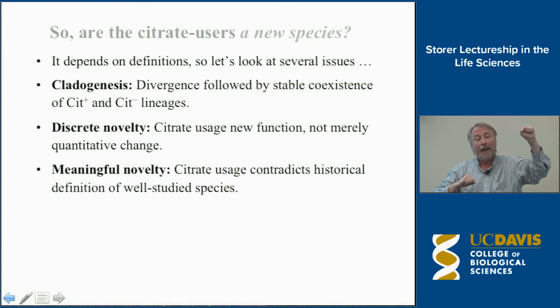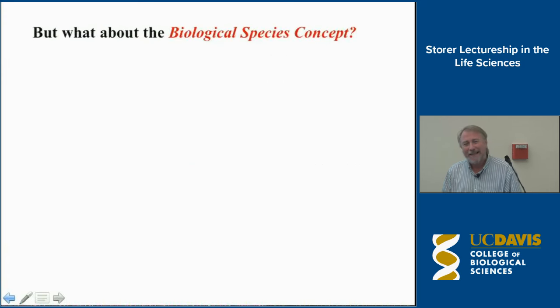Because as they became able to use the citrate, they weren't as efficient at growing on the glucose. So you might say, okay, that's consistent with it. Also, it's not simply that they're growing faster, they're doing something new. So it's a discrete change. That's not super satisfying, because you could say, well, then that makes everything that's antibiotic resistant new. That's too loose a definition. But this one's a meaningful novelty. It's not just any run-of-the-mill change, it's one that contradicts a historical definition of one of the most well-studied species on Earth. But that's still not, from an evolutionary perspective, all that satisfying.